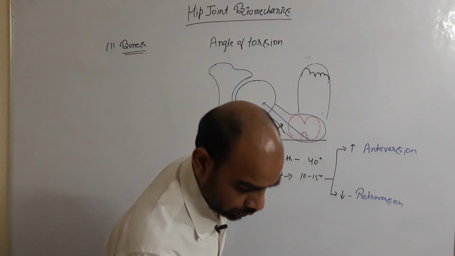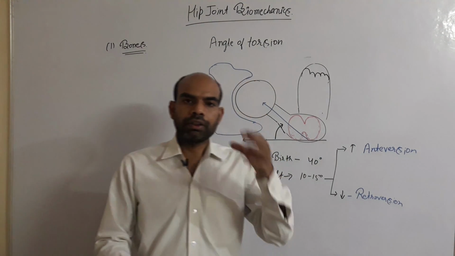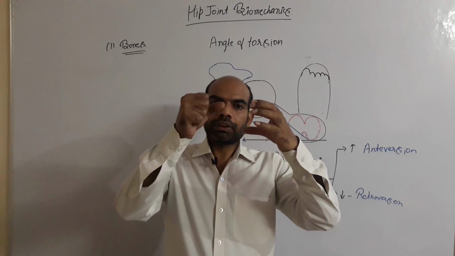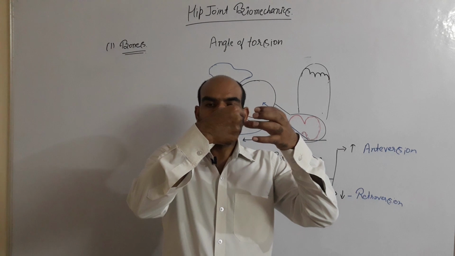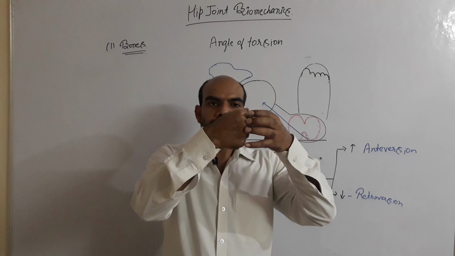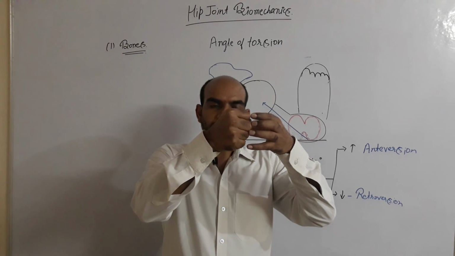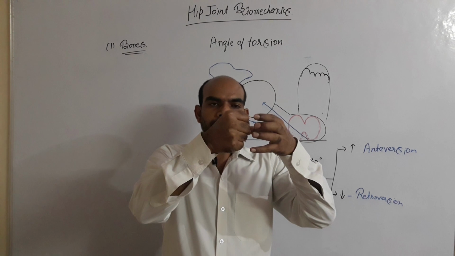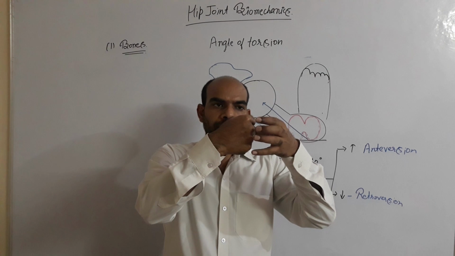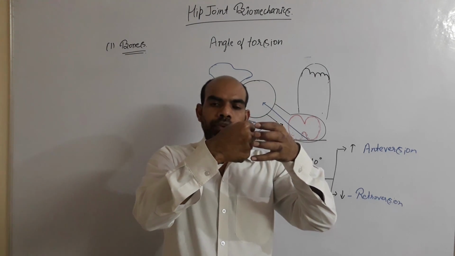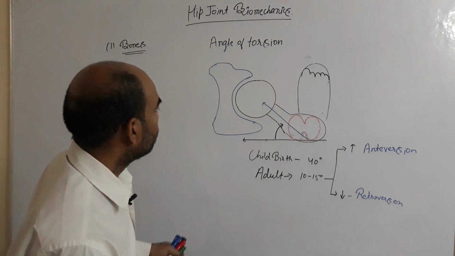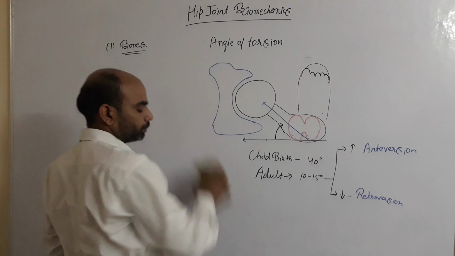If this angle is increased, suppose this is the cavity of the acetabulum and this is the head. If the angle of torsion is increased, it means the head is more anterior. If the head is more anterior, it is away from the acetabulum, so there is more chance of hip joint dislocation. And if it is in retroversion, there is less chance of anterior hip dislocation.